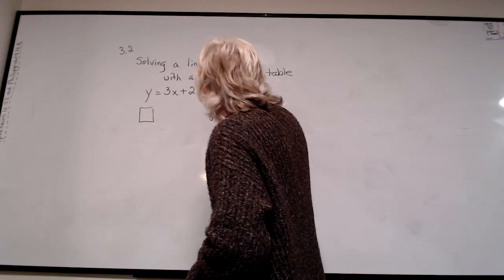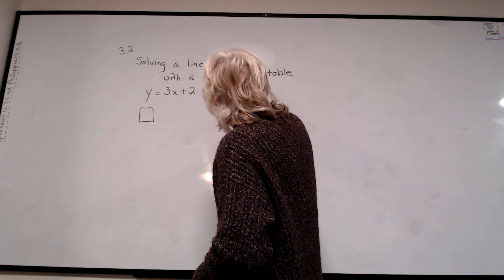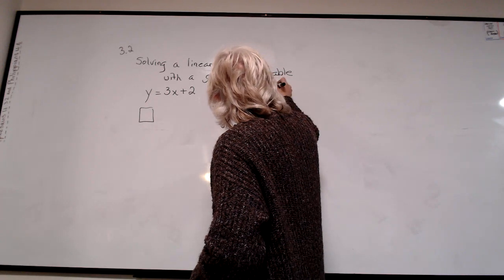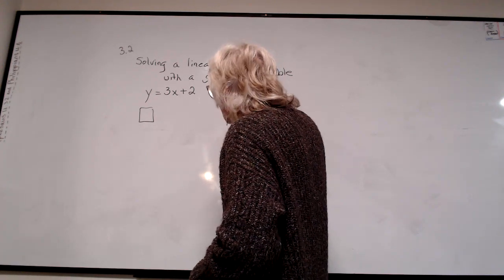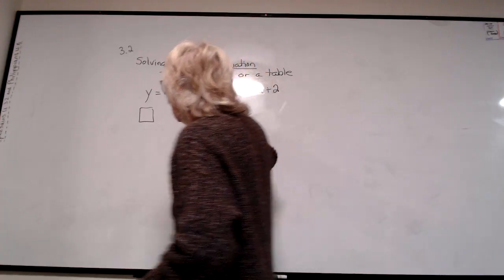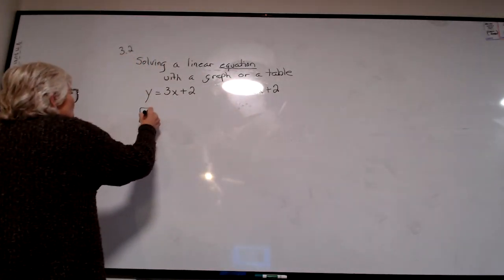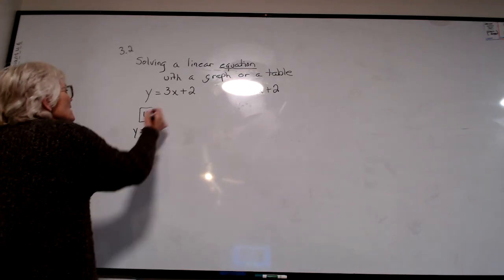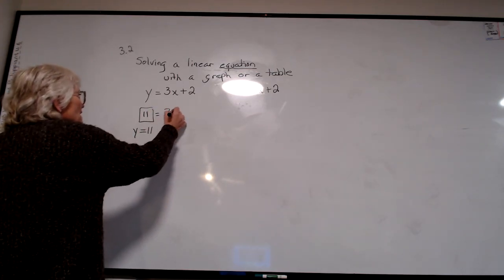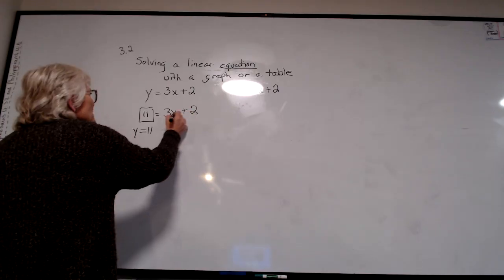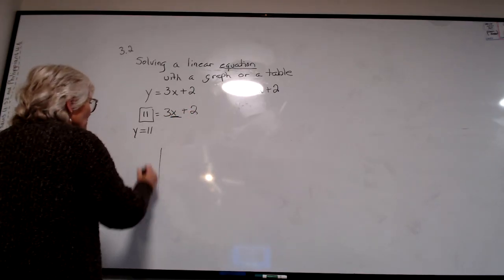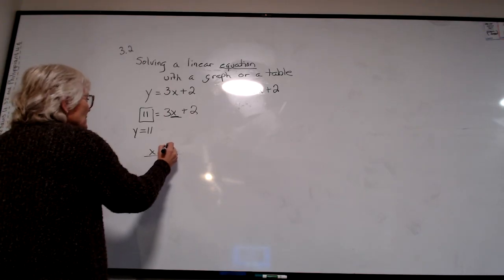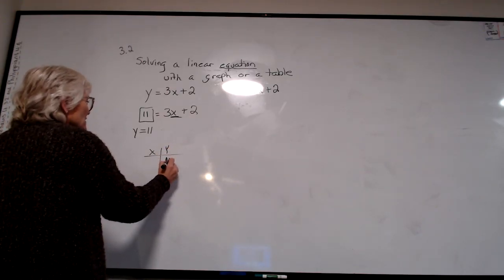So they write it sometimes like this: 11 equals 3x plus 2, and they're saying solve it. Well, what that really means is that the y is 11. So what we really know is that y is 11, and then we're going to try to find out what is the corresponding x value. So if we were making a table, what x value would give me a y value of 11?